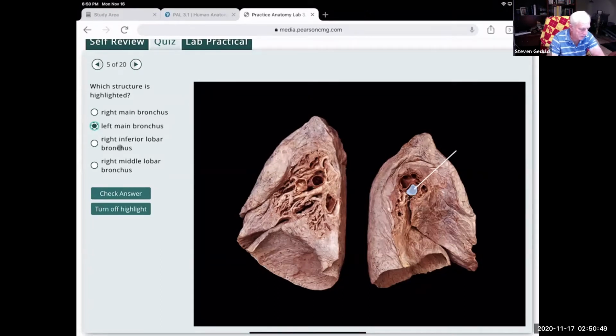Right inferior. Yeah, the other ones are all right. It has to be this left main bronchus. That's the left lung. Yep. Left main bronchus. Yeah, it's the air tube that comes in through there. If I turn off the highlight, you can see it has the rings around its open structure. So you can see the difference. Here's the arteries above it, and there's the vein to the side.